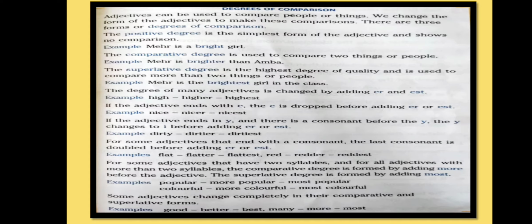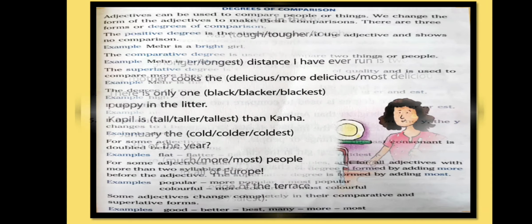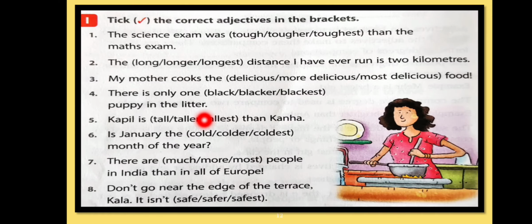If you split the words, then you will get the syllables. Then you have to see whether you have to make it more or most, or just add er or est to make the word comparative or superlative. Tick the correct adjectives in the brackets. The science exam was tougher or toughest than the maths exam.